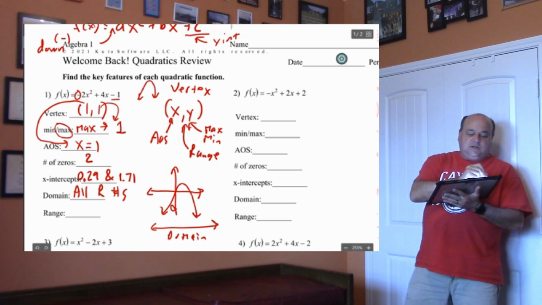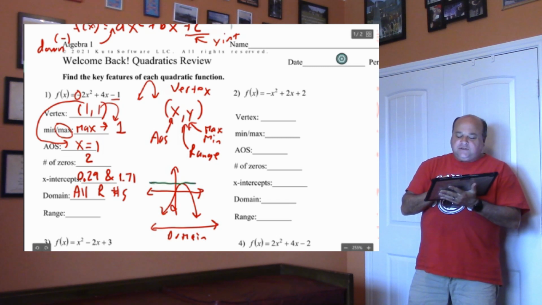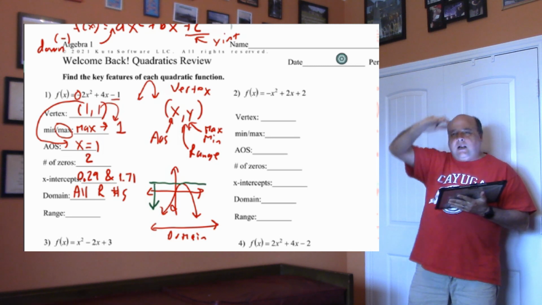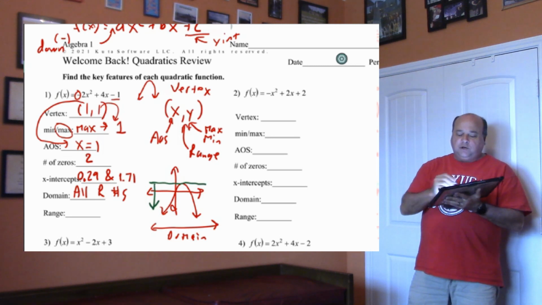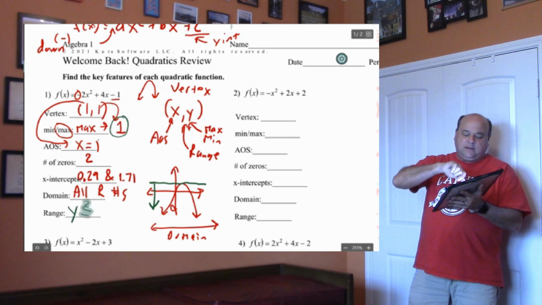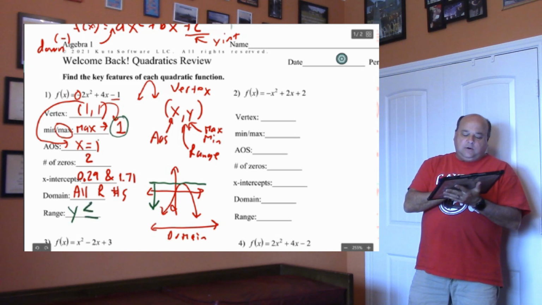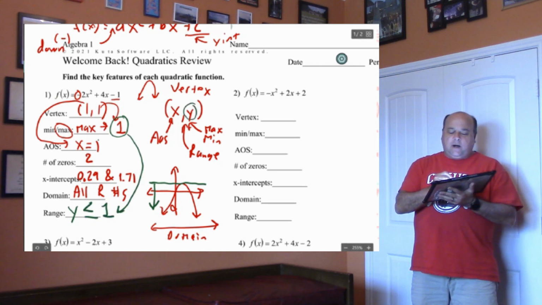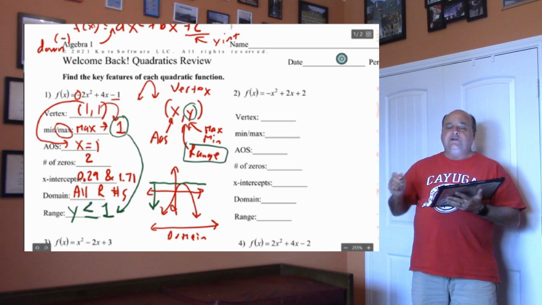Now then the range is different. The range is going to max out here and go down. So the range is going to be less than all of the max numbers, which is the 1, right? Okay, so our range is going to be all of the y's that are less than or equal to, and this number is going to drop again to the 1, okay? Whatever number is right here, that's going to go to your range, okay?